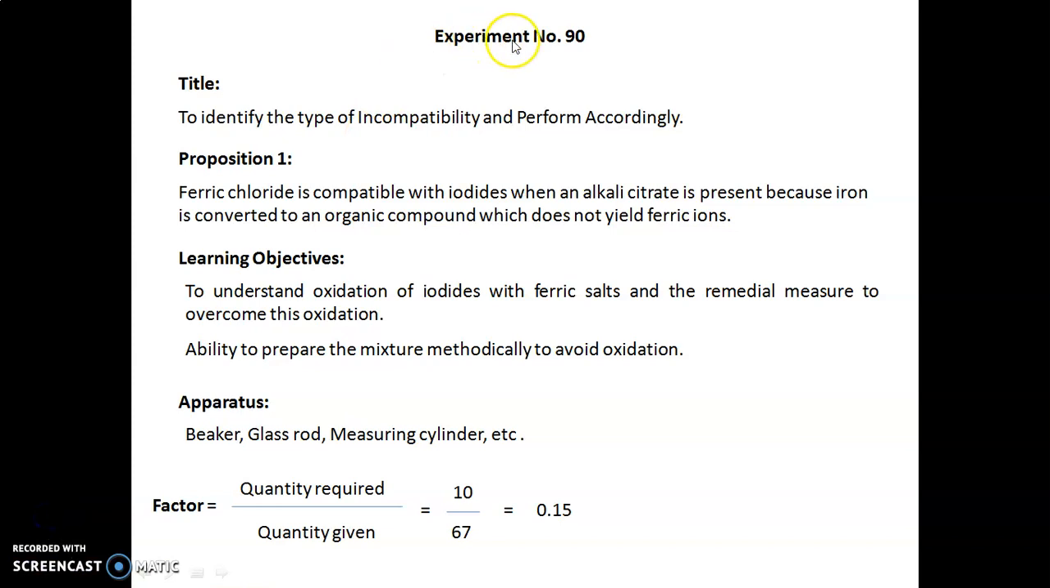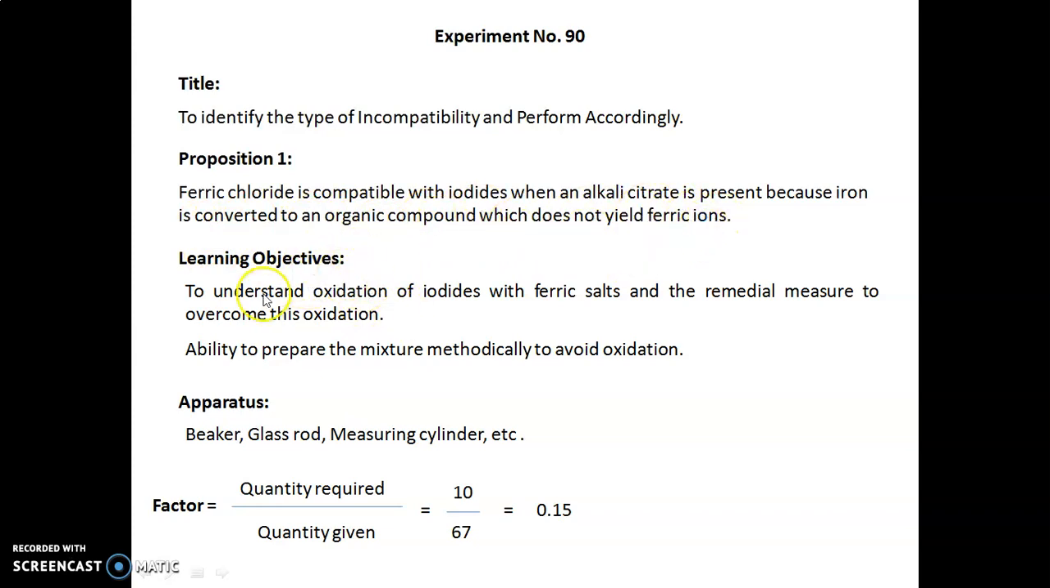So let's discuss experiment number 19. The title of today's experiment is to identify the type of incompatibility and perform accordingly. Proposition 1: ferric chloride is compatible with iodides when an alkali citrate is present, because the iron is converted to an organic compound which does not yield the ferric ions.